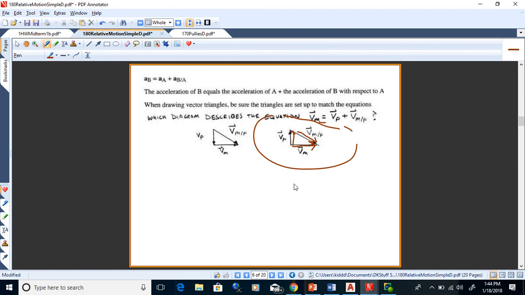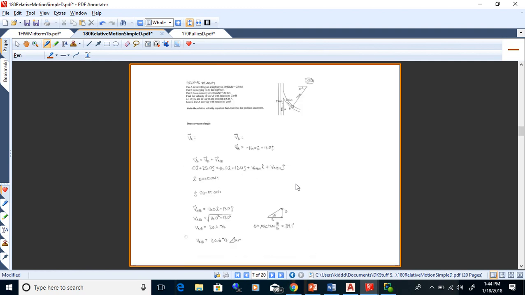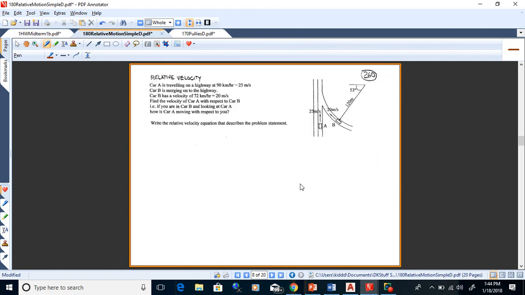So we okay with that? Okay. So just be sure that the sketch matches the equation.